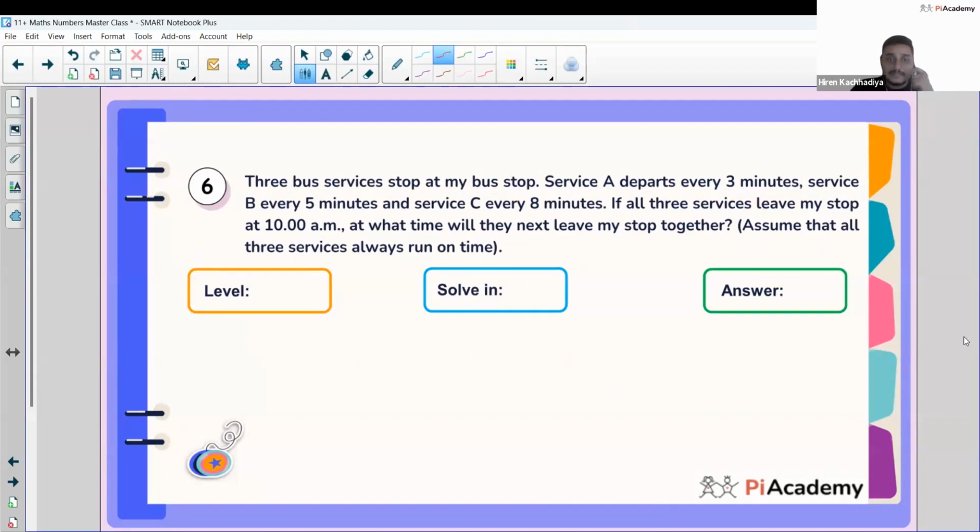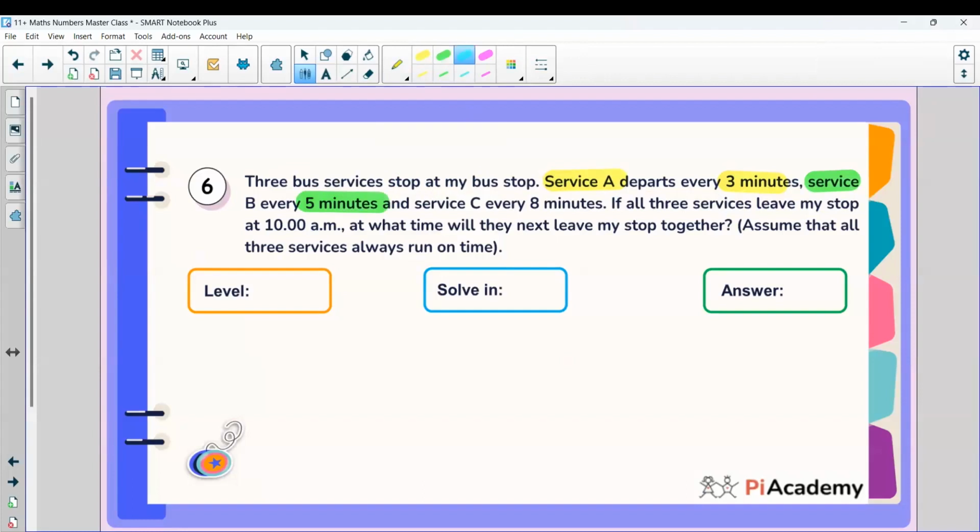Yes, please read this. 3 bus services stop at my bus stop. Service A departs every 3 minutes, service B every 5 minutes, and service C every 8 minutes. If all 3 services leave my stop at 10 a.m., at what time will they next leave my stop together? Assume that all 3 services always run on time.